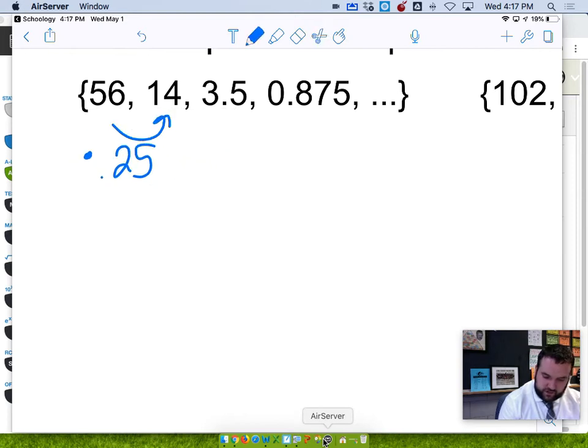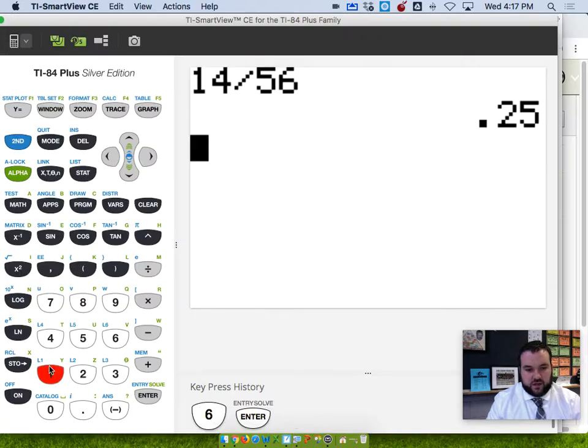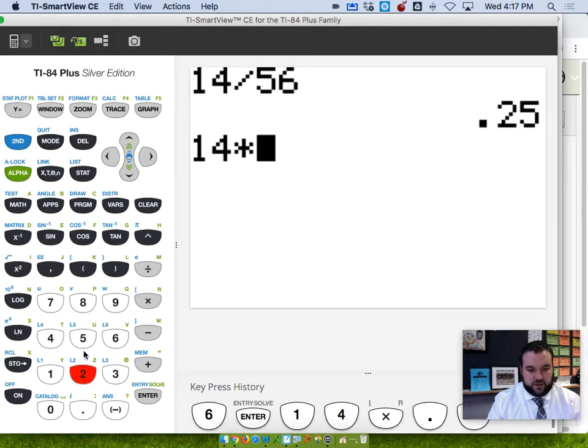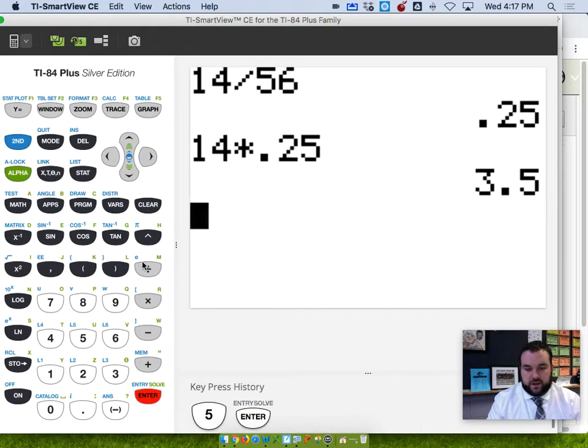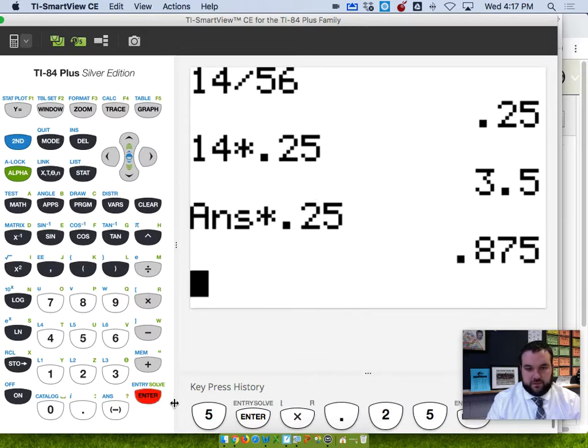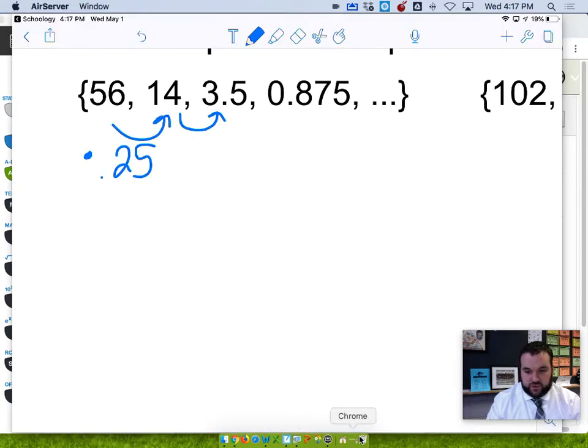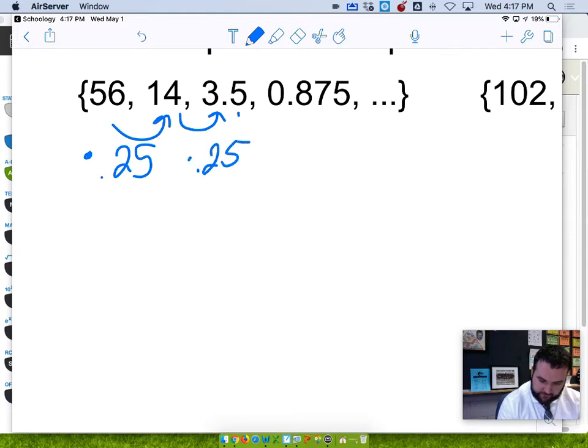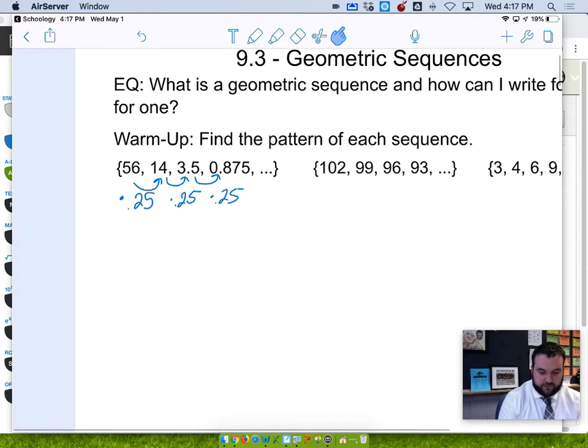So if I try that again to get from 14 to 3.5, I'm going to check to see, can I do 14 times 0.25? And that gives me 3.5. And just for good measure, if I multiply 3.5 by 0.25, I get 0.875, which shows up here in our sequence. So multiplying by 0.25 is the pattern that we come across for that one.